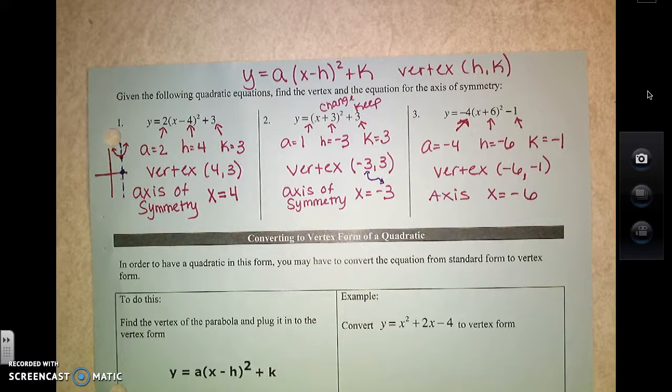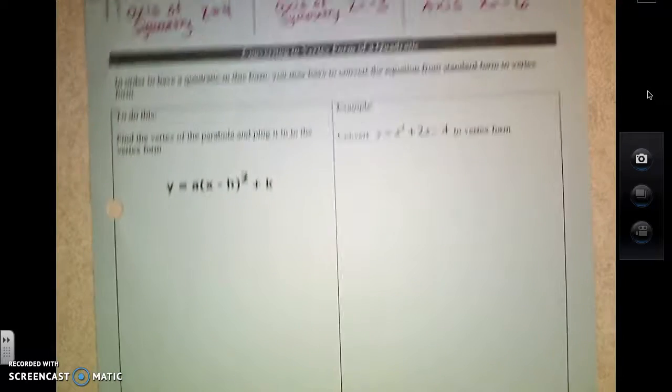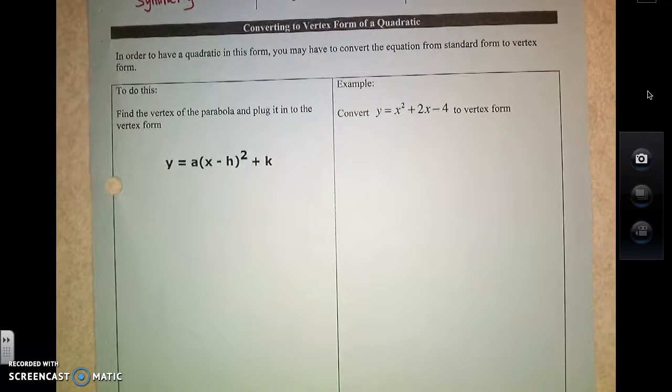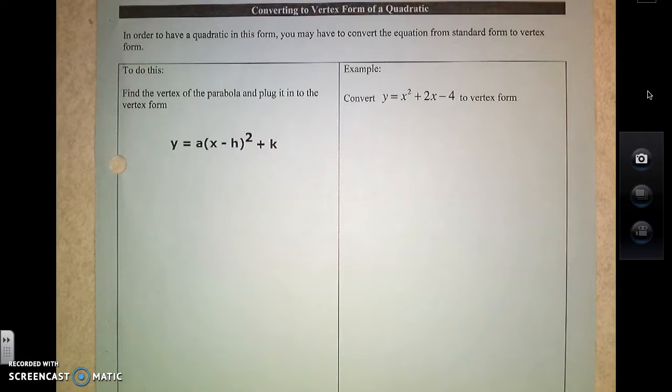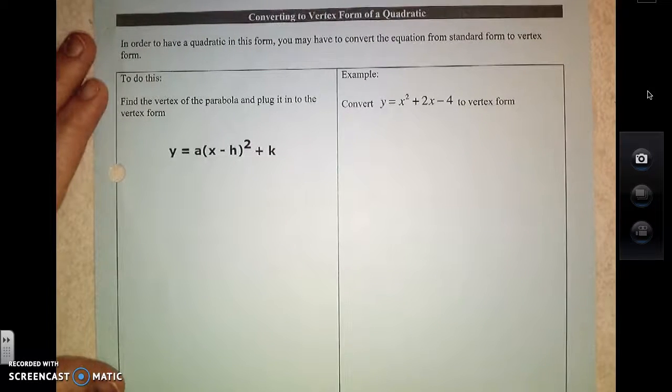Now, what we also have to be able to do is to convert forms, okay? So we're going to come down here. We're going to take a look at an example where we're converting from standard form to vertex form. Okay, and we're going to do that by using that complete the square method that we learned a couple weeks ago. So I'm going to do this example with you, and then we're going to write the steps as to what to do while we're going, okay?